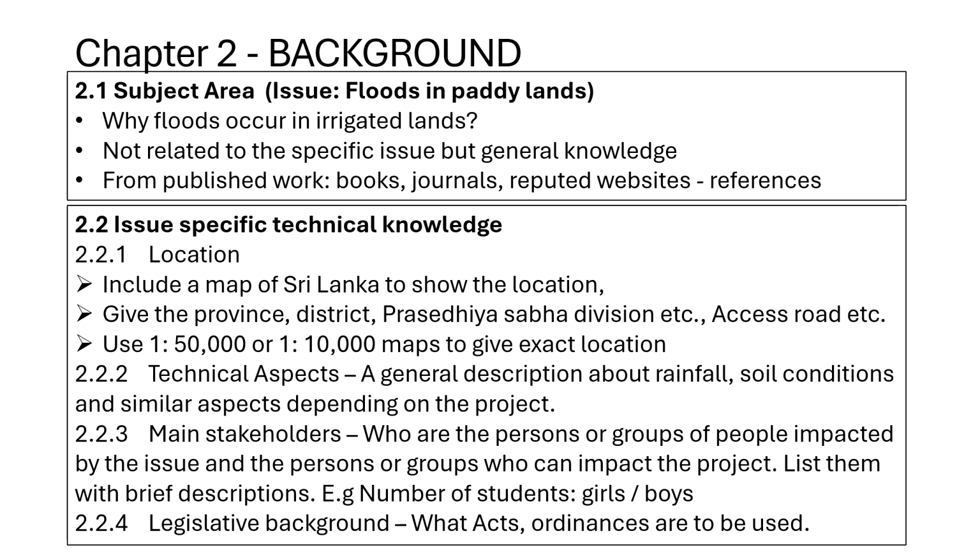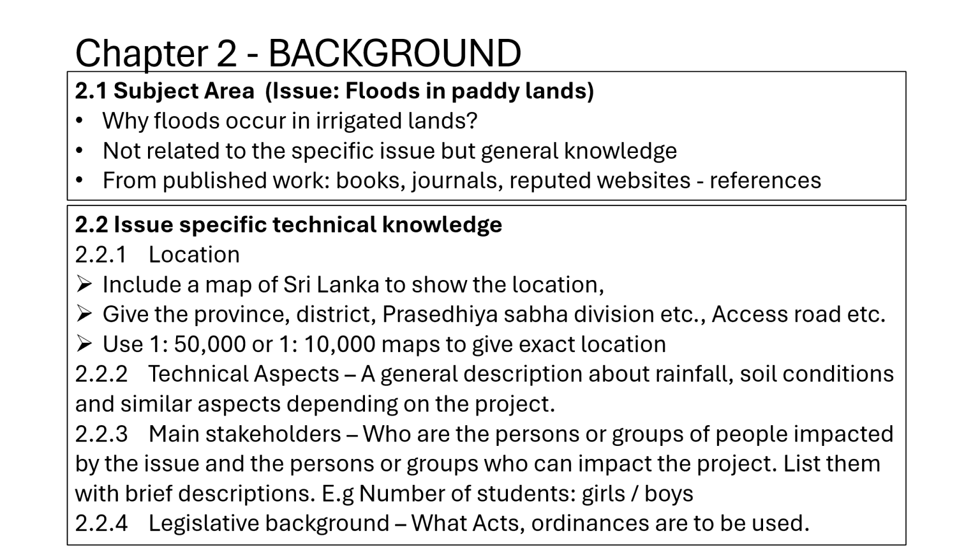Stakeholder means a person or group of people impacted by an issue, or persons or groups who can impact the project, right? For example, if we take the water issue at that school, the people who are impacted are the students and the staff. But the parents are also impacted. If a child gets sick, the parent is also impacted.